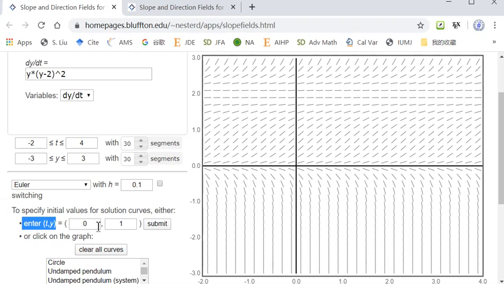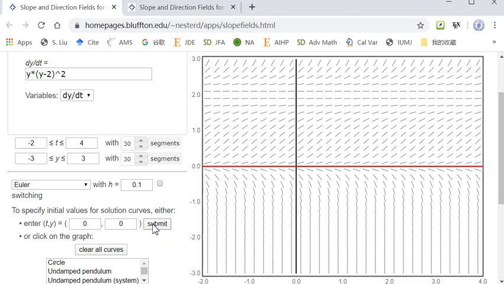initial value problem. For example, as we mentioned before, y equal to 0 is a solution. So we can take this to be 0, 0. This means when t equal to 0, y is also 0. Press submit. We will get a corresponding integral curve. So this is this red one. This is y equal to 0.